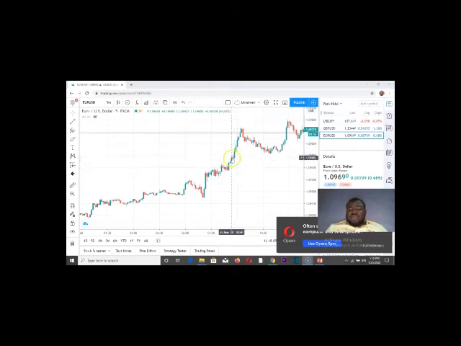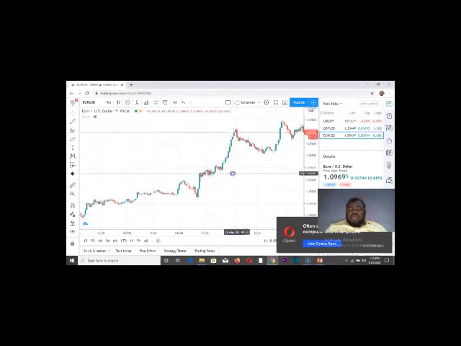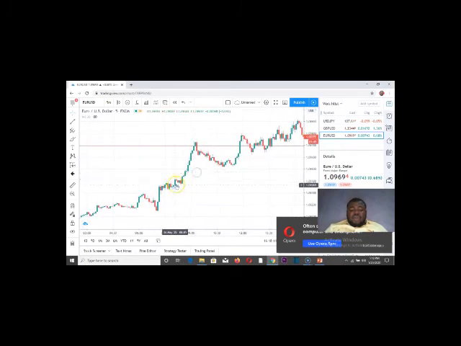Look at the solid bullish candles, each of them very solid, not much wicks, strong full body, and all of a sudden you just see a strong bearish candle. You see this candle here completely engulfs this candle. You see how strong it is, almost twice the size of the previous candle before it.